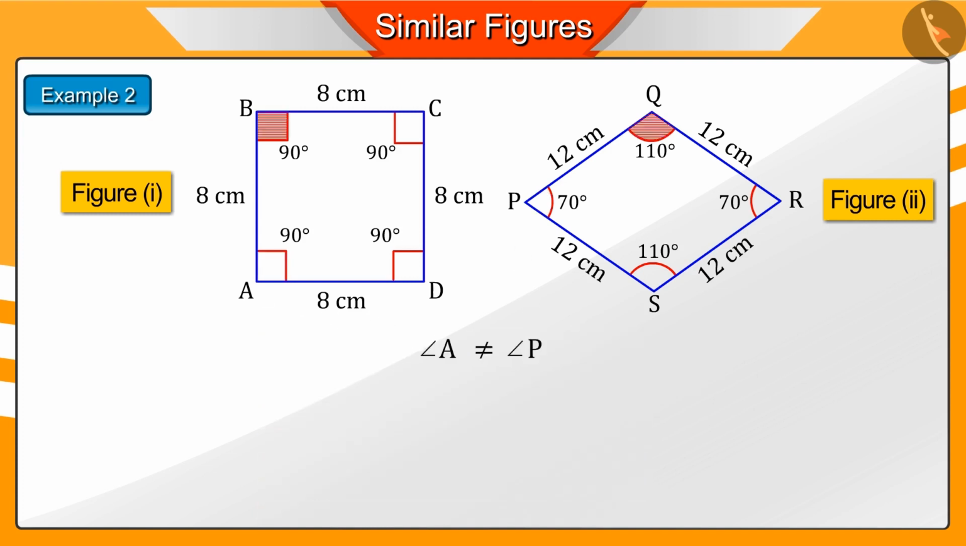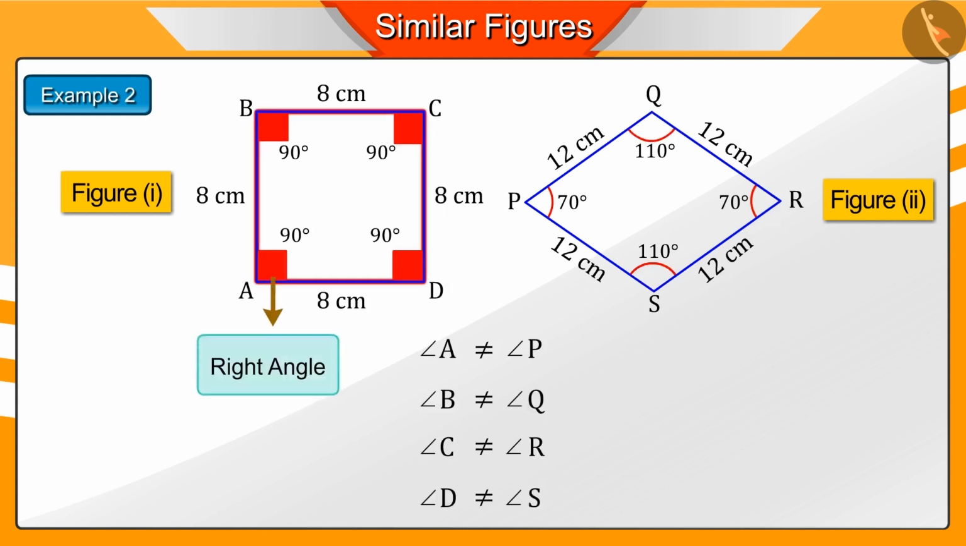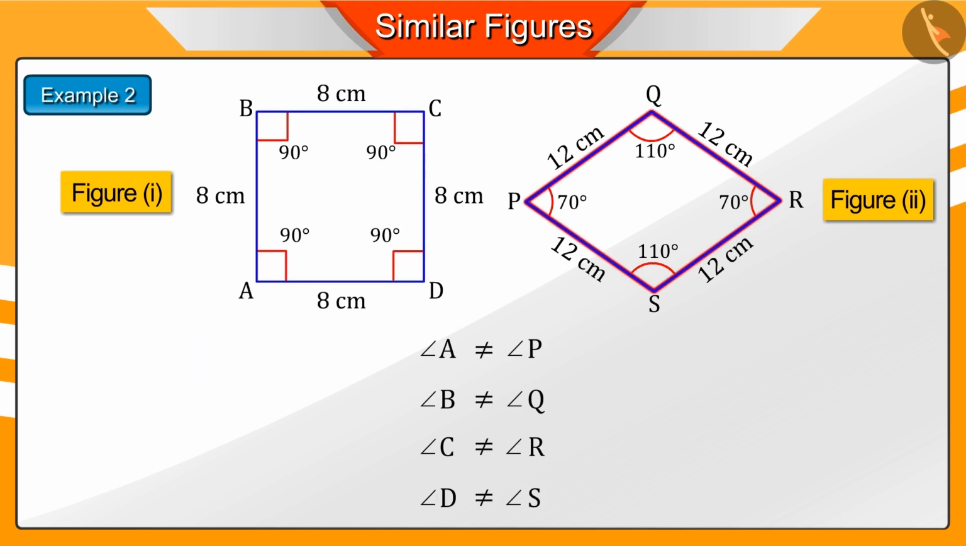Now we see their corresponding angles. All the angles of figure 1 are right angles, but all the angles of figure 2 are not right angles. So, the second condition of similarity is not fulfilled. Therefore, figure 1 and figure 2 are not similar.